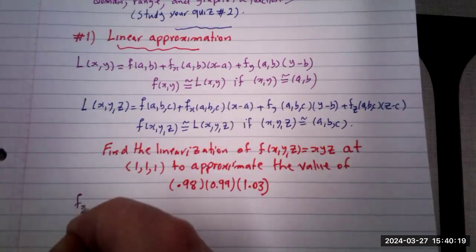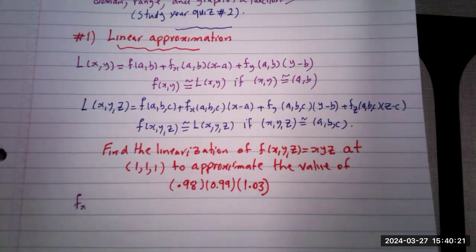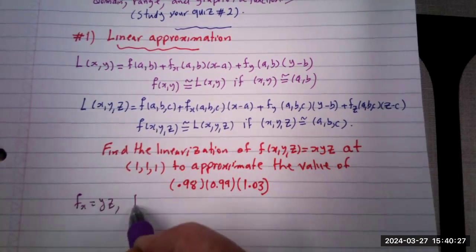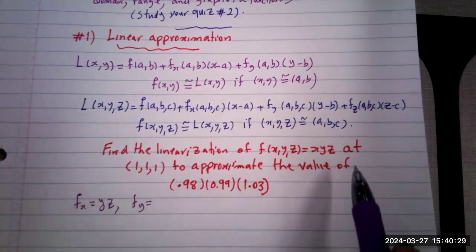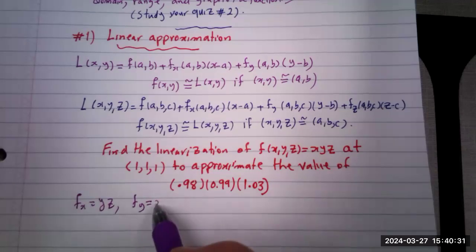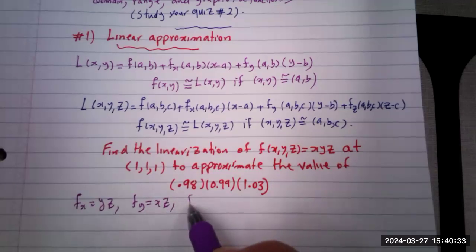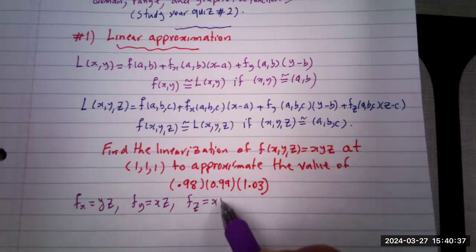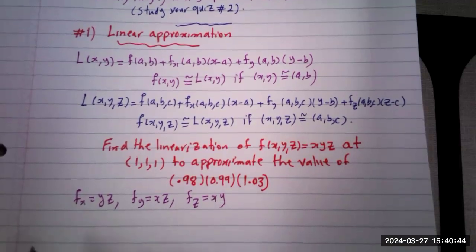We find f sub x. For f sub x, you focus on x, and this is going to be y, z. We find f sub y. We focus on y, and it's x, z. We find f sub z. We focus on z, and it's going to be x, y. These are the partials. Find them at the given point, 1, 1, 1.